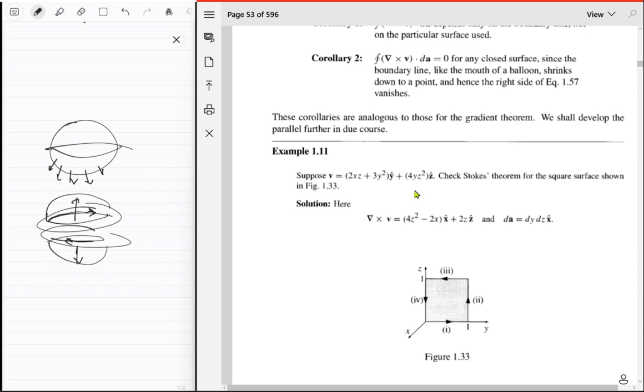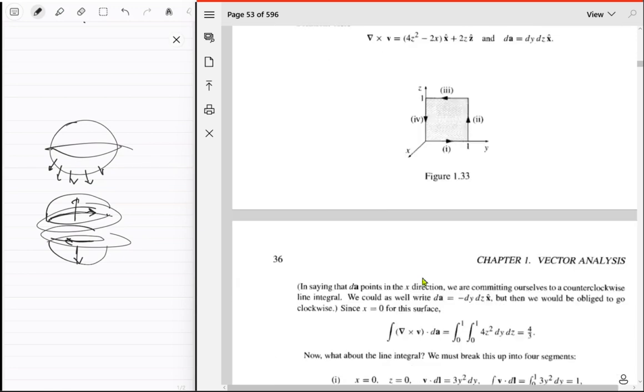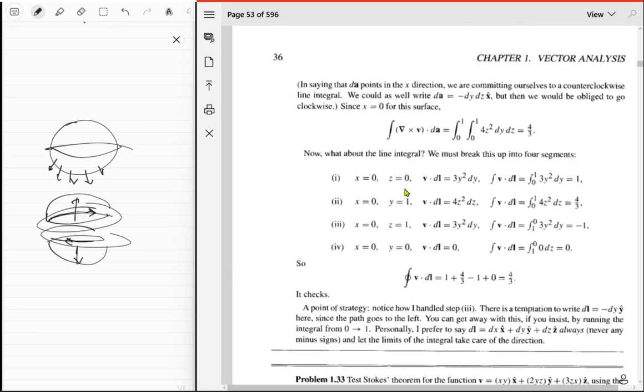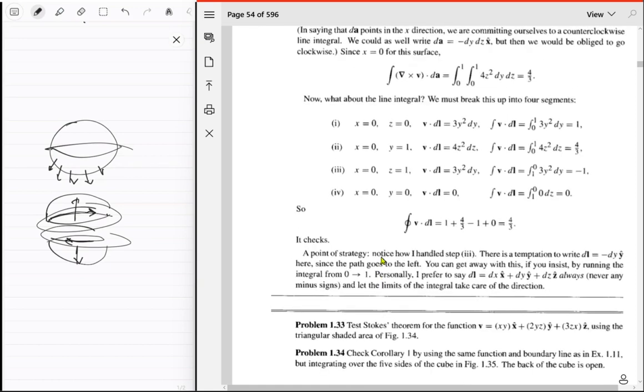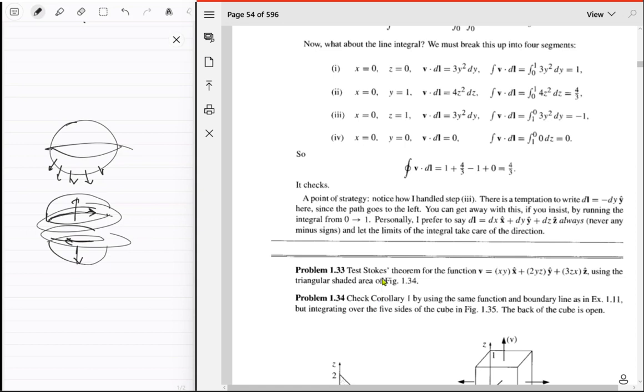The polaries are analogous to those for the gradient theorem, which we shall develop the parallel further in due future. Okay, whatever. Then you got another example. How large is this chapter? Okay, problems. Sorry. Stokes theorems.